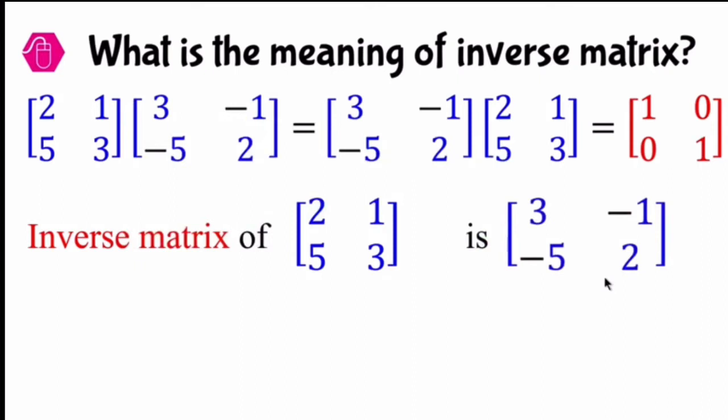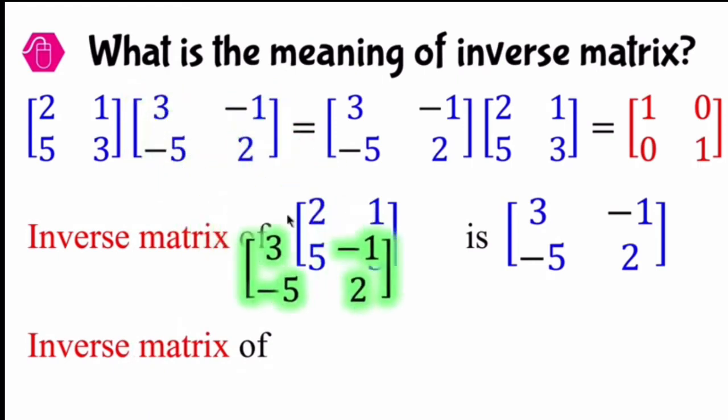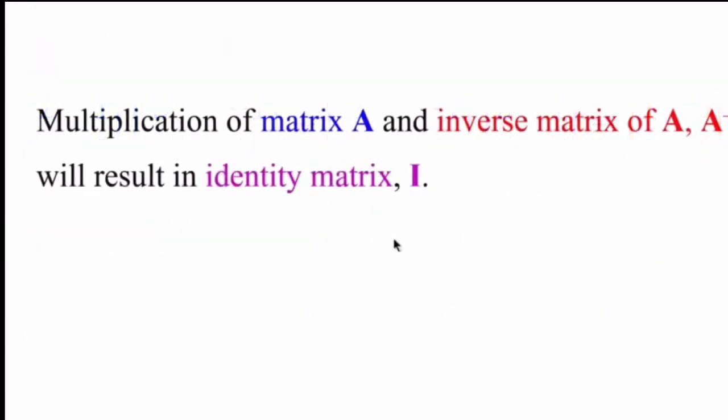And the inverse matrix of [3, -1; -5, 2] is [2, 1; 5, 3]. Right, that is how the inverse matrix works. So when you take the two matrices, the matrix and the inverse, and you multiply, you will get the identity matrix.